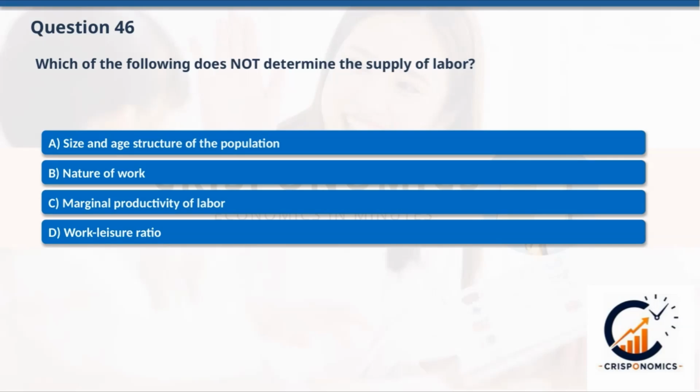Let's look at a question about what shapes the supply of labor. We have 4 options here: the size and age structure of the population, the nature of work, marginal productivity of labor, and the work-leisure ratio. The key is to figure out which one doesn't actually influence how much labor is available. This helps us understand the factors that drive people's decisions to work or not. It's a subtle but important distinction in labor economics.